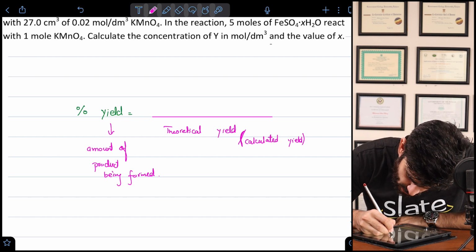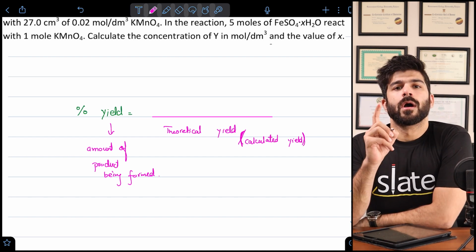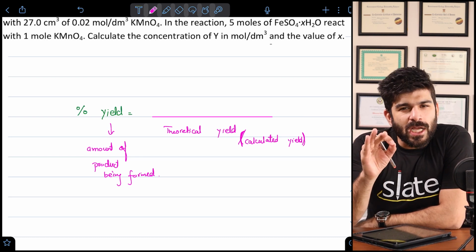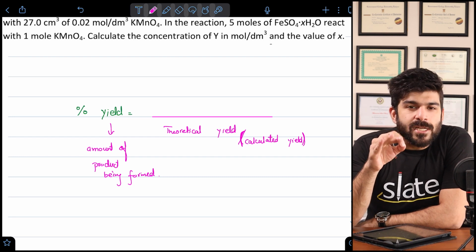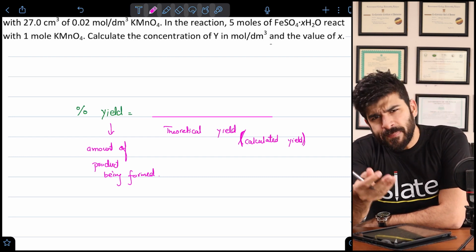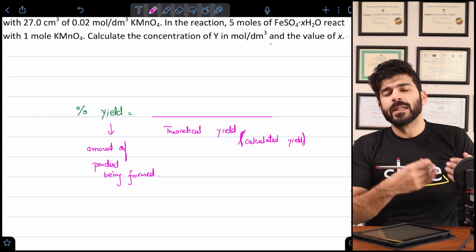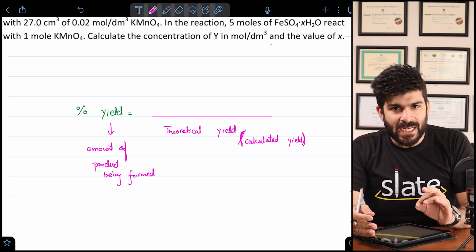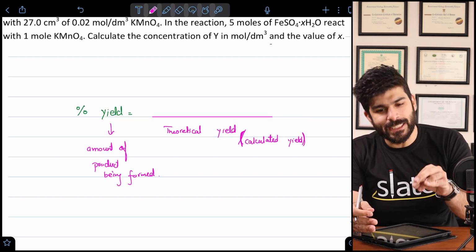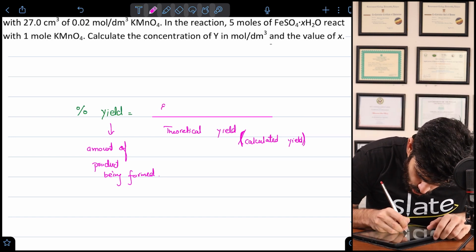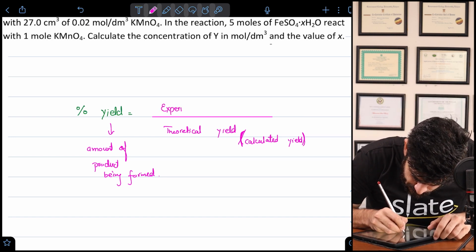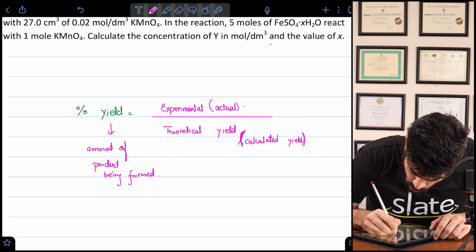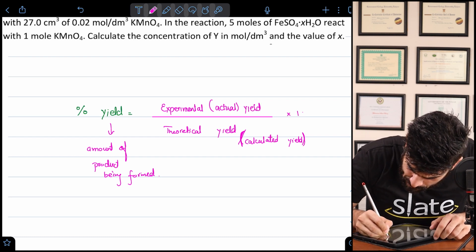Let me put that in bracket, that's not a division mark. But this is theoretical. When we perform it experimentally, the result is always lesser than the theoretical yield. There can be various experimental errors, instrumental errors, human errors. So know for sure that the actual or experimental yield is always lesser than the theoretical yield. So we divide the experimental, or we can also call it actual yield, by the theoretical yield, and we multiply it by 100.